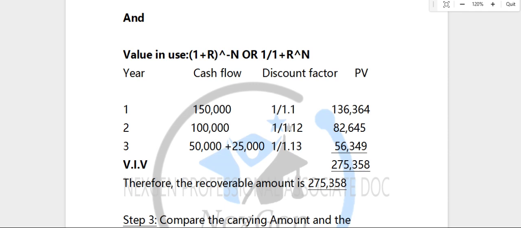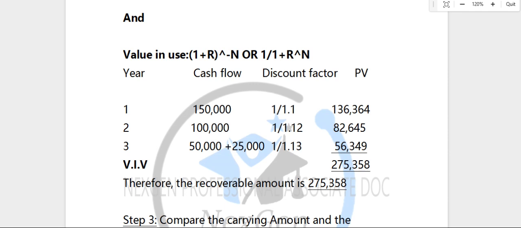So value in use now, we have year 1, 2, and 3. We have the cash flows, we have the discount factor, and we have the present value. On year 1, we have 150,000. Year 2, we have 100,000. Year 3, we have 50,000. But then they told us there is a resale value of 25,000. The asset will be sold for 25,000 naira. Meaning in year 3, we are expecting a cash flow of 50,000 and a resale value, which is also a cash flow of 25,000. I could have put 75,000 naira here, but I have to spread it so that you have understanding. So when you multiply by the discount factor, you have this present value, and then the total will give us 275,358 naira. Meaning that our value in use is 275,000 naira.